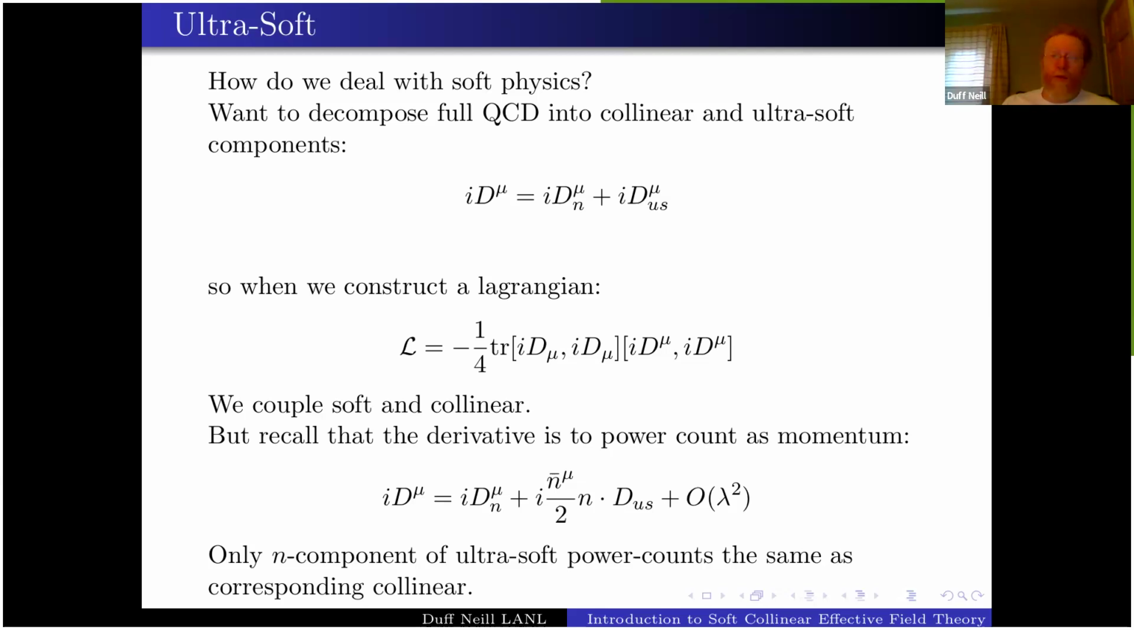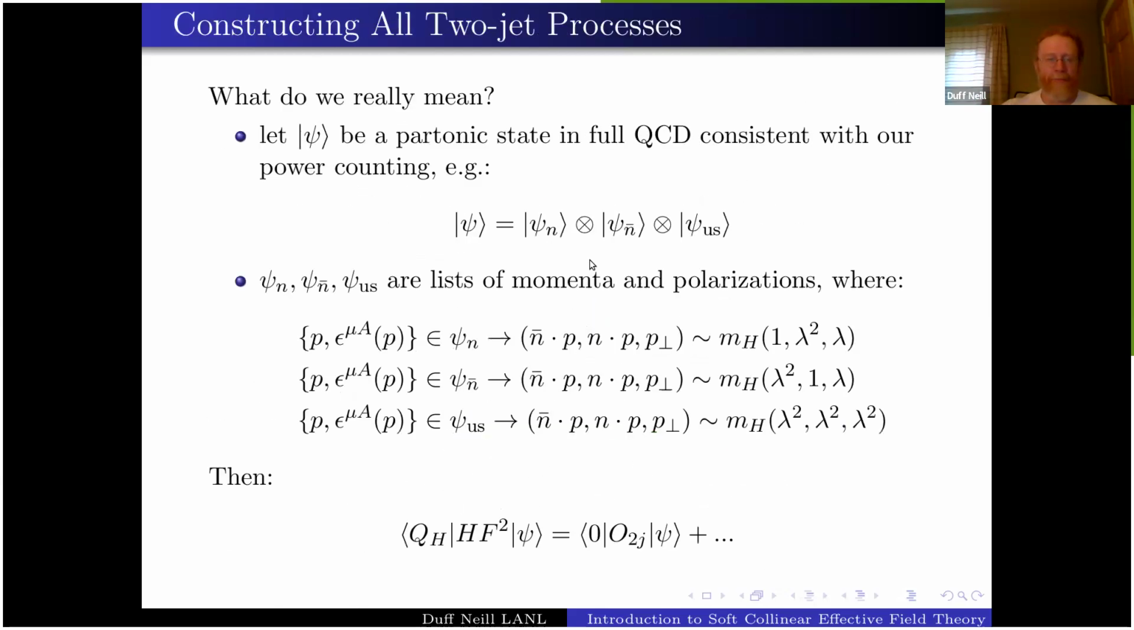And I'll find that I'll always throw away my soft covariant derivative, my ultrasoft covariant derivative, whenever it's being added to either a transverse component of my collinear or the n-bar direction of my collinear. And that just goes back to my power counting.